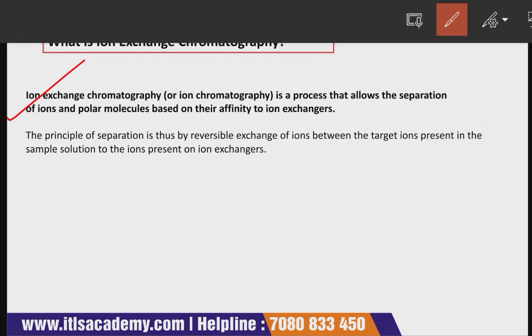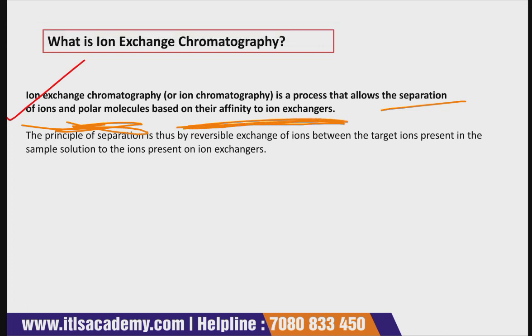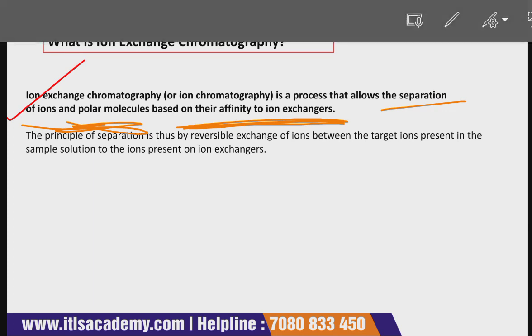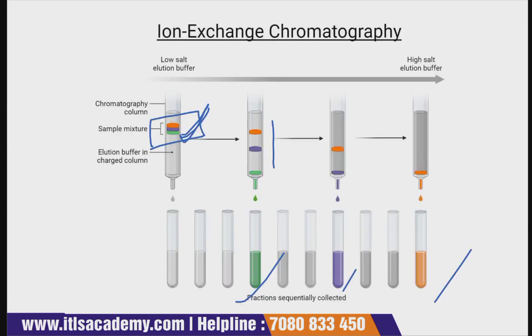As you can refer to the definition written here, separation of ions or polar molecules is based on their affinity to the ion exchanger. So you can relate this definition to the diagram. Based on the affinity, they are separated: first the green one is separated, then purple, and then orange.